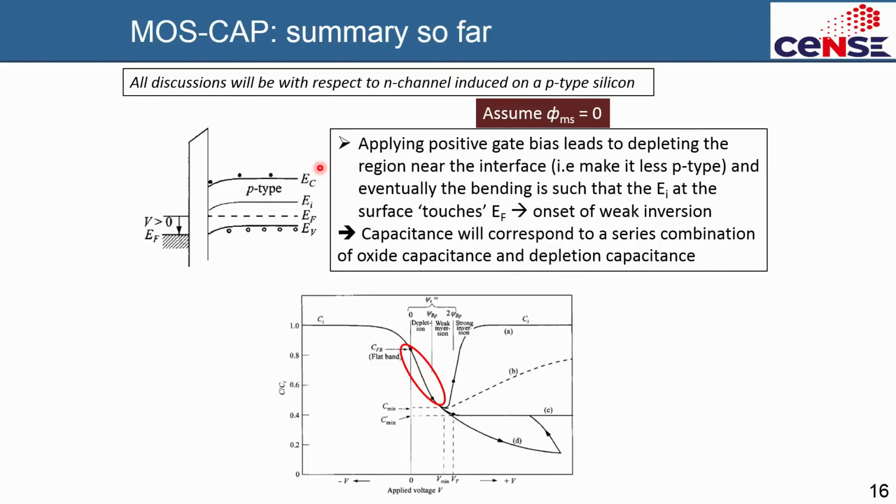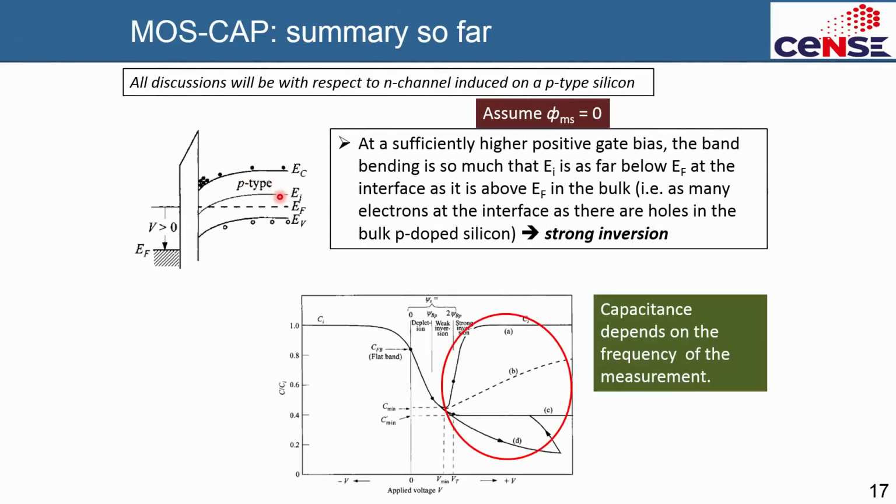Until you are now almost getting weak inversion, which means you are applying such a high voltage here that your intrinsic Fermi level E_i is now touching the Fermi level of the surface. That is called the onset of the weak inversion, after which the intrinsic level will keep pushing down below the Fermi level, and at one point the bending below the Fermi level of the intrinsic level will be so much that the difference between the intrinsic level and the Fermi level here is exactly equal to the difference between the Fermi level and the intrinsic level here, which means there are as many electrons here as there are holes here.